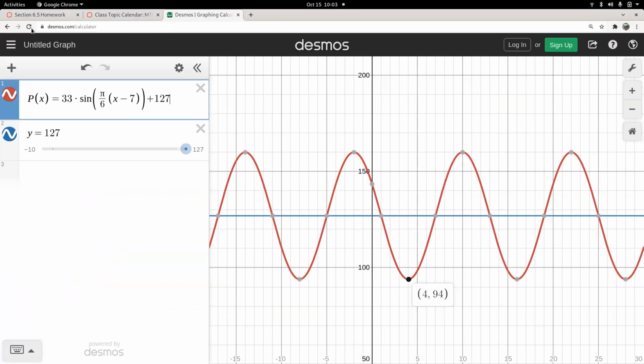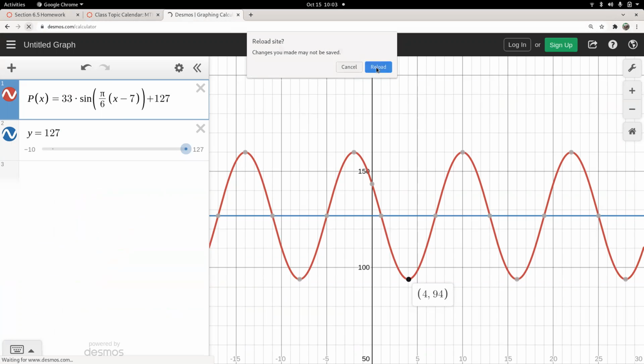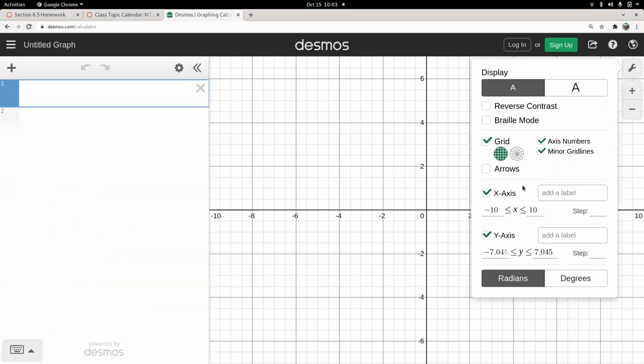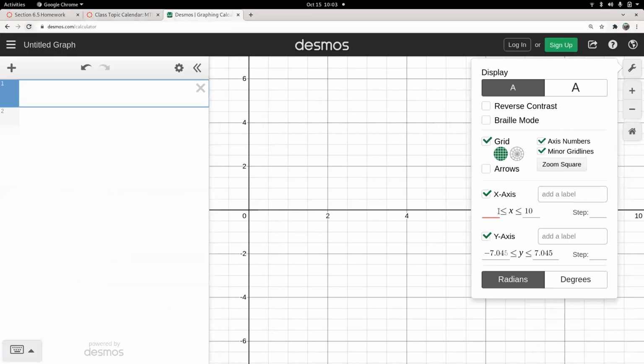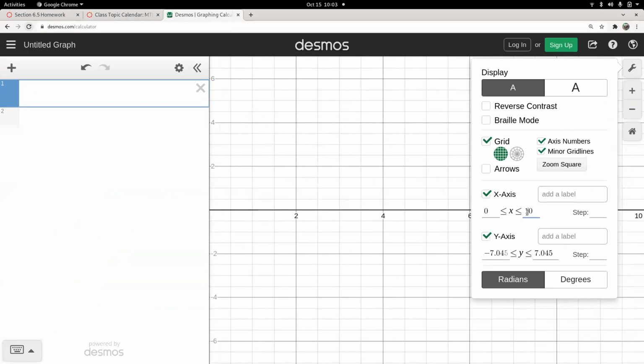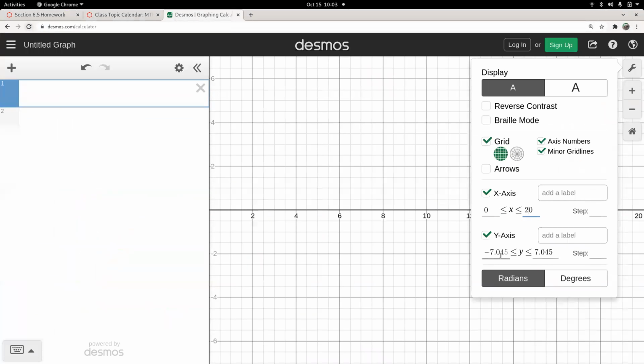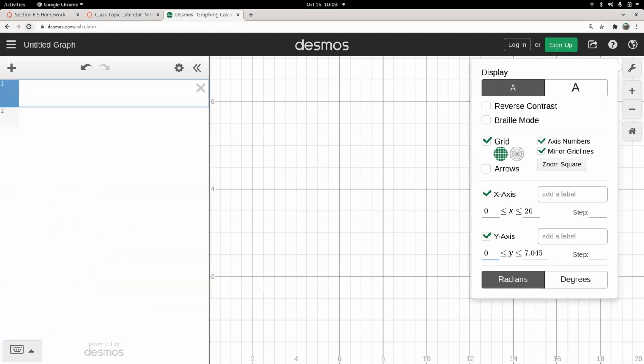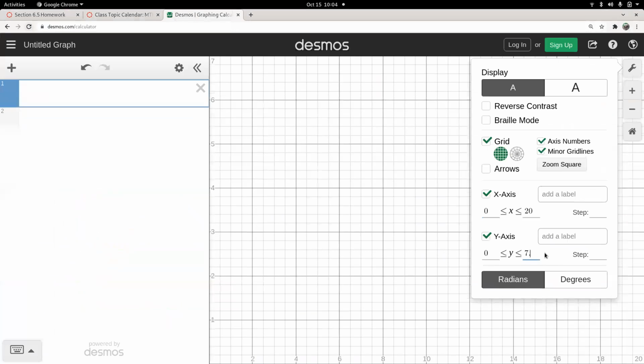And let's reload, get a new window to see this. All right, so my window I drew, let's go from, let's say, 0 to 20. Let's look at 2 periods. And then I want to go from, say, 0 up to 50.